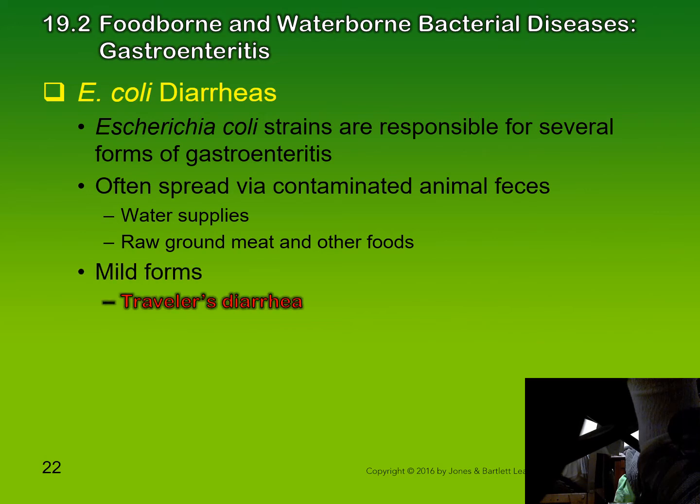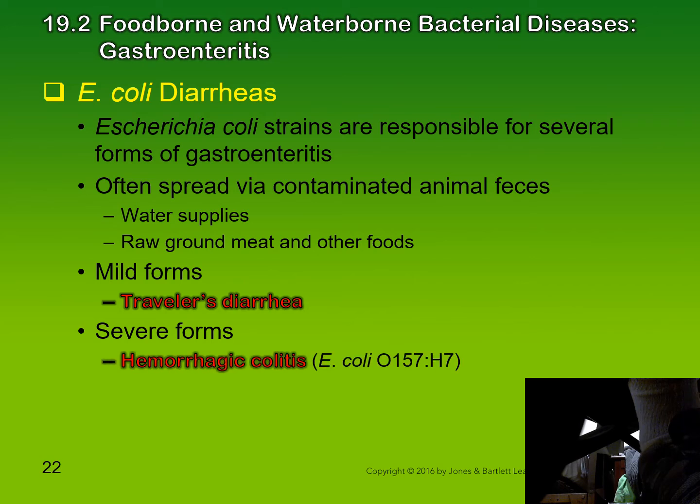Okay. So in its mildest form, you have traveler's diarrhea. It is a diarrhea, but it's generally pretty short-lived and not so bad. Now, in the severe forms, you can have hemorrhagic, which is from E. coli O157:H7. That's what you hear on the news a lot. Hemorrhagic means you're bleeding internally.